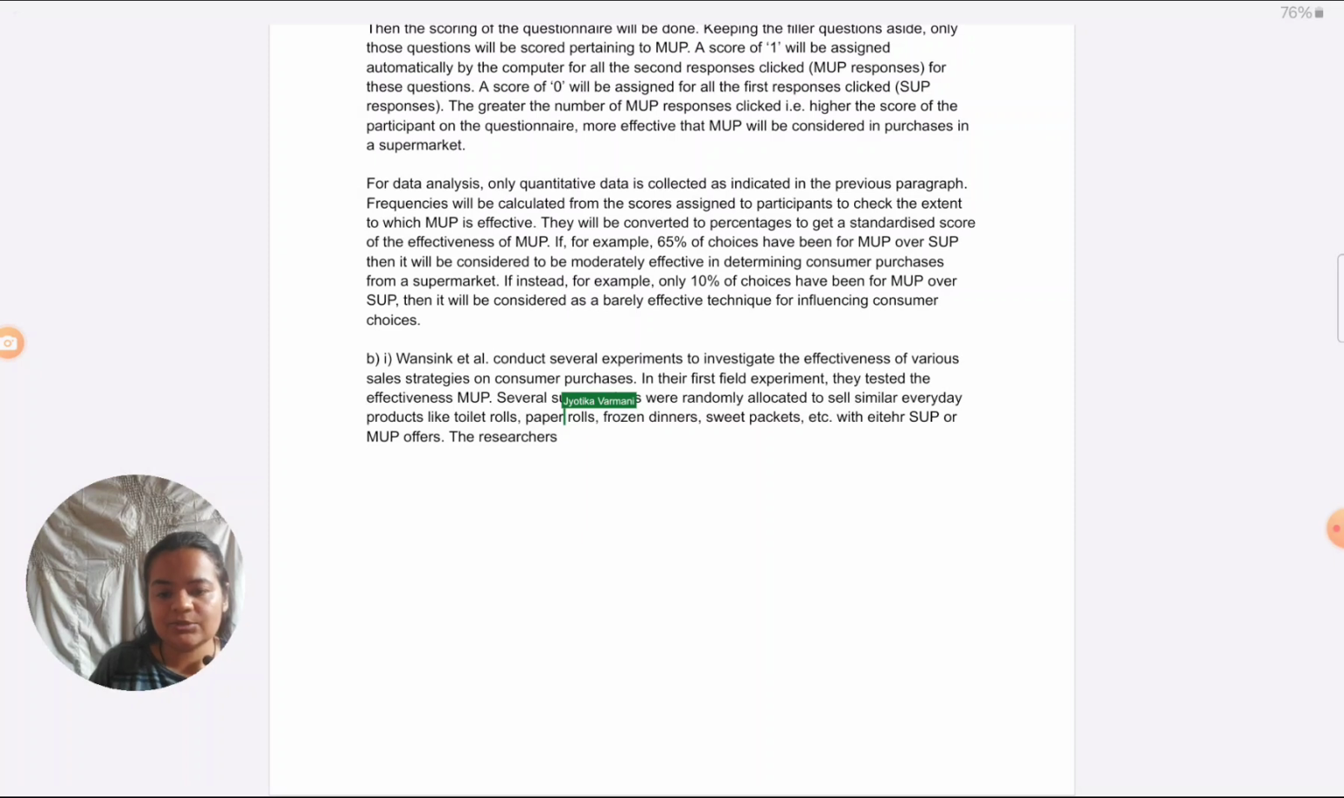If you're giving the procedure as brief as possible, the minimum is the manipulation and what was measured in the study. So the researchers measured the sales of these goods, right? That's how they come to know about effectiveness. So we need to mention this. They measured the sales of the goods, weekly sales they had calculated across different supermarkets.